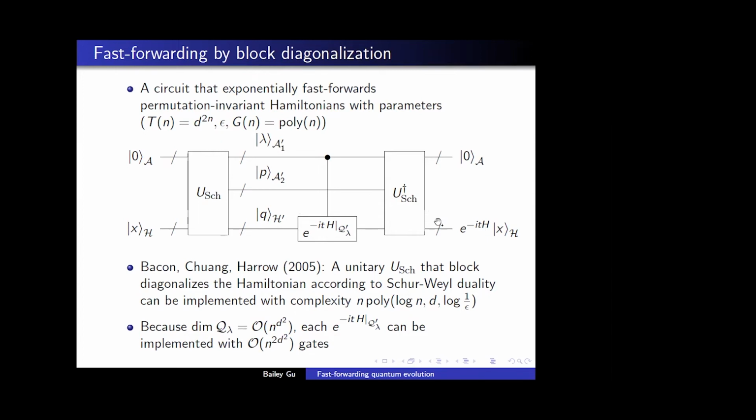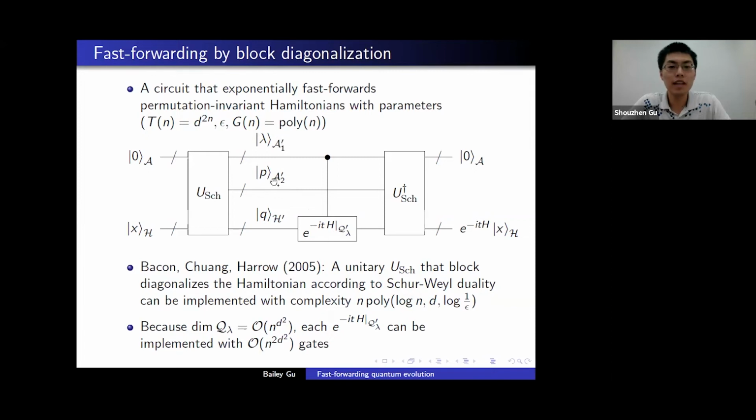Okay. Bailey, could you say a little bit about the A1 prime and A2 prime based on your Young's diagram? Yeah, so A1 prime and A2 prime are kind of like ancillary registers, because the actual block is in the unitary group representation. But yeah, if you follow the Schur-Weil duality, you can figure out exactly how these registers will behave.